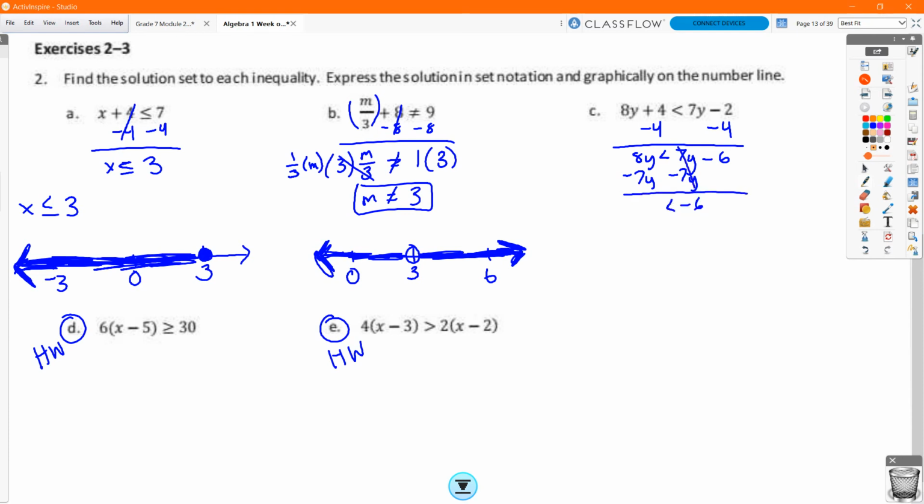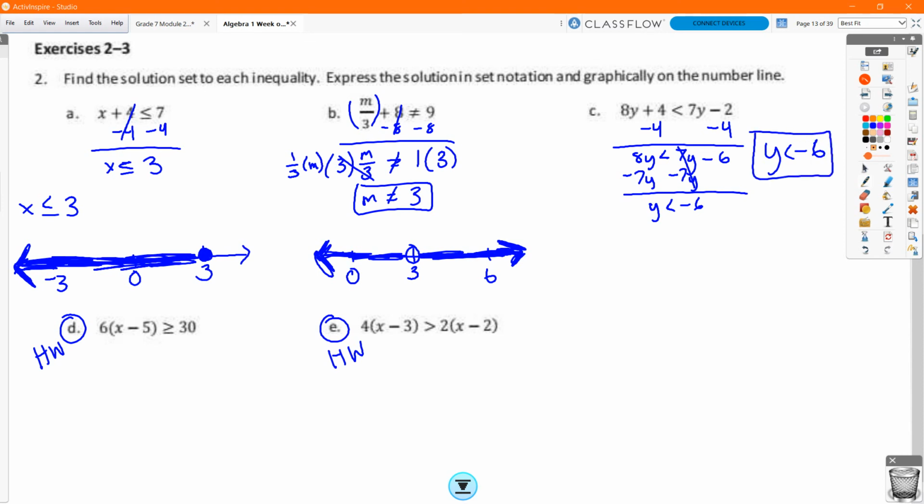So 7y minus 7y is 0, and I'm left with less than a negative 6. Now remember, the y's are just going to come down. What's 8 minus 7? 1. 1 times y is y, so y is less than a negative 6. So that is my set notation: y is less than a negative 6.